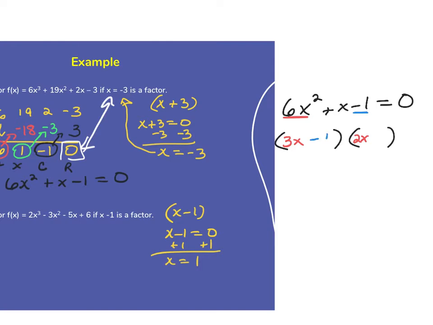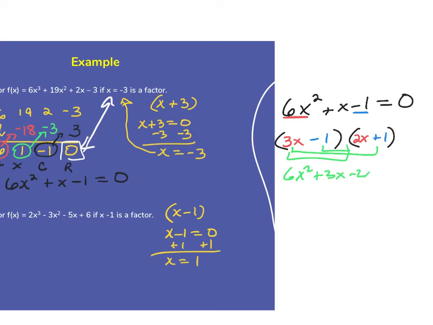Now, when you place them into your binomials, if you're guessing and testing, you must FOIL this to double check that it does go back. Because maybe you put the negative signs in the wrong spot, or maybe it wasn't even the factors of 2 and 3. Maybe it's 6 and 1. So let's quickly double check that this does indeed go back to the 6x squared plus x minus 1.